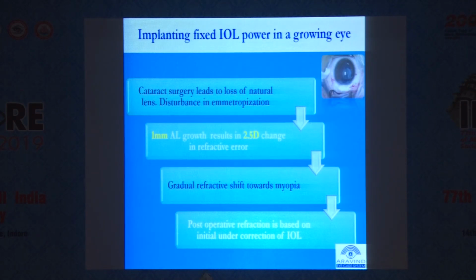So what happens after a fixed IOL power is placed in the eye of a growing child? Following cataract surgery, there is loss of the natural lens, so there is disturbance in the emmetropization process. For every millimeter the axial length grows, there is a 2.5 diopter change in the refractive error. So there is a gradual shift towards myopia. The postoperative refraction is based on the initial undercorrection that is made.